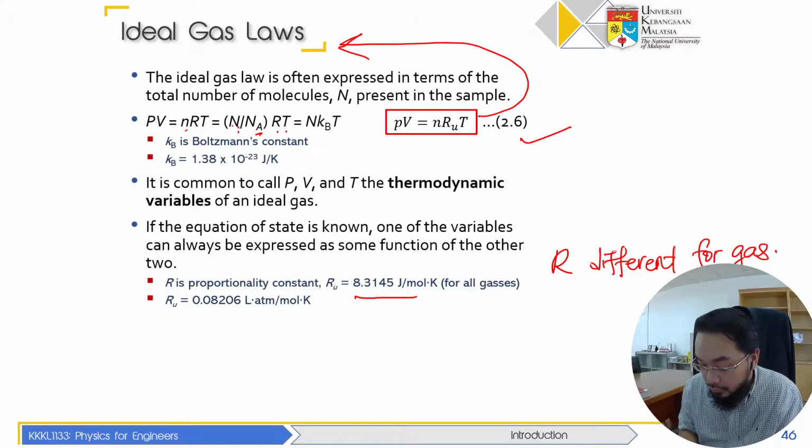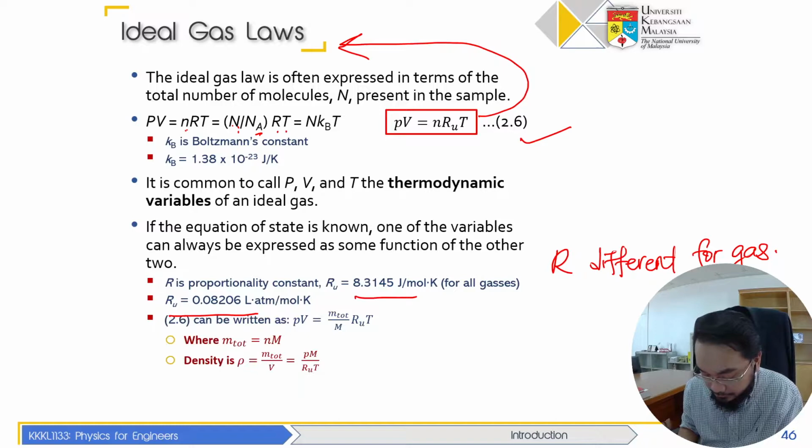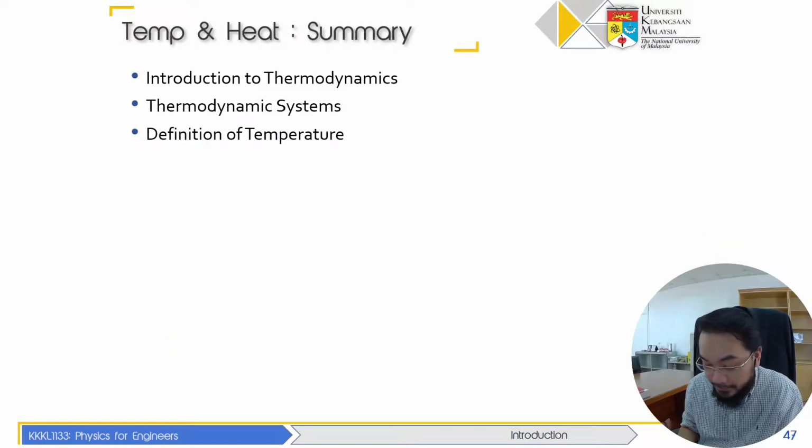In the unit of joule per mole Kelvin, this is the value 8.3145. It doesn't change for any gas, or it can be 0.08206 liter atmosphere per mole Kelvin. So we can rewrite 2.6 as this equation as well. Okay, so that is the equation. We're going to use it a lot after this.